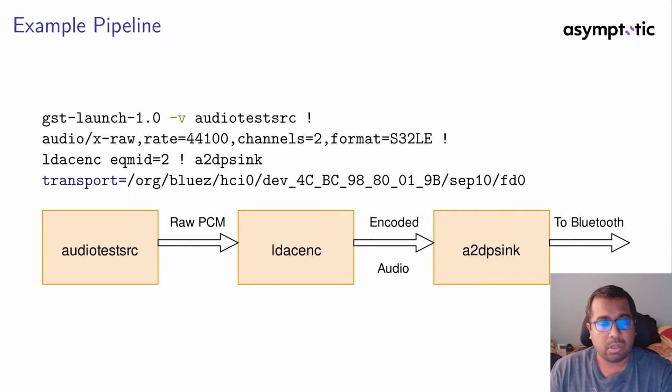Here what we have is what in GStreamer terminology is known as a pipeline. This so-called pipeline has 3 components, or in GStreamer terminology, what are known as elements. I have an audio test source element, an LDAC encoder element, and an A2DP sink element. The audio test source element basically gives me raw PCM audio data. It primarily generates a test sine wave tone. The LDAC encoder takes the raw PCM data and gives me the encoded audio output via LDAC. And then we have the A2DP sink, which takes care of streaming this encoded audio via Bluetooth. So we have these 3 elements.